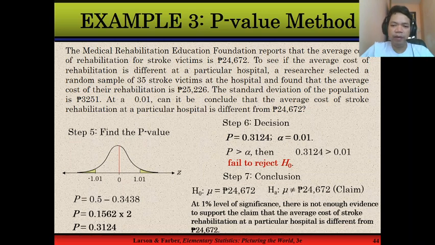So yan yung ating p-value method. Sana rin sa tatlong example na yun naging malinaw sa inyo how to use the p-value method in hypothesis testing with one sample.